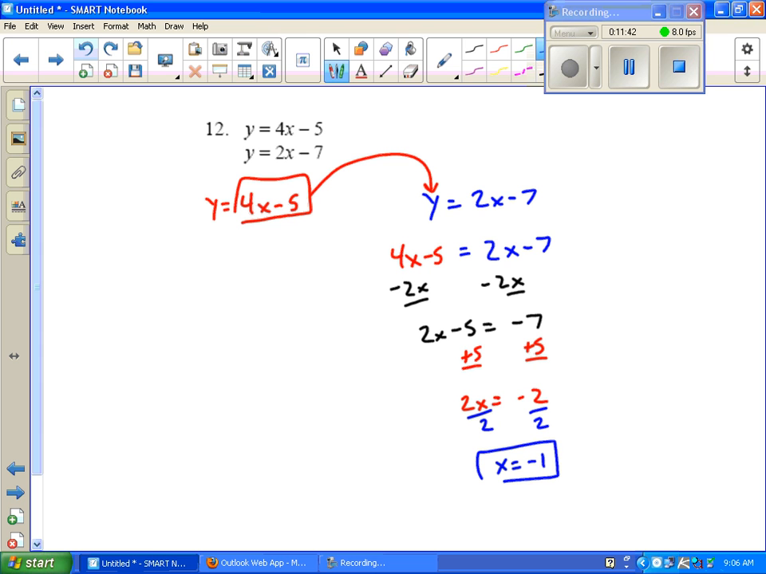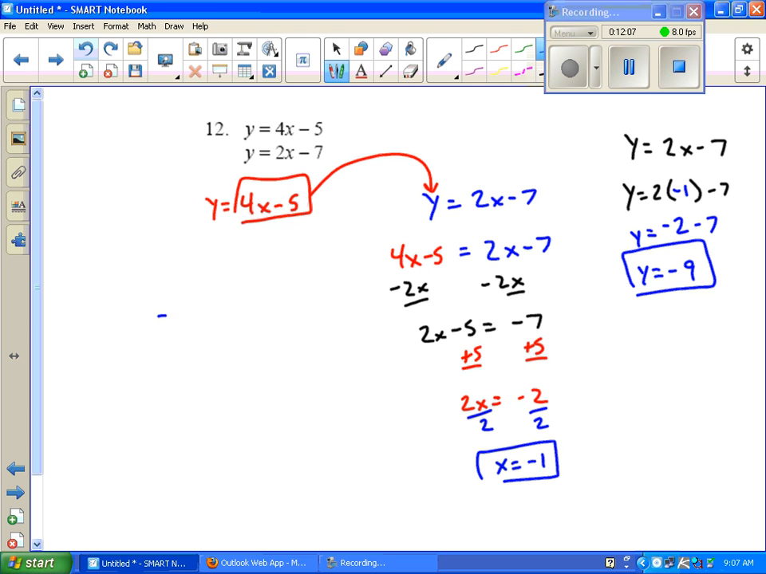Plug that into one of the equations on top. Again, it does not matter which one you choose. y equals 2x minus 7 looks easier to me just because there's a 2. Plug in place of x, y equals 2 times x minus 7. x's value is now -1. So 2 times -1 is -2 minus 7. y's value is -9. So x comma y is -1 comma -9 as your solution.